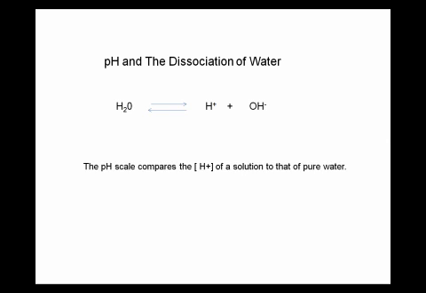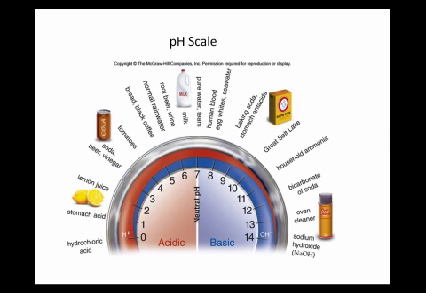So remember, whenever we are assigning a pH value to anything, we are comparing its proton concentration to that of pure water. So we use this value, the dissociation of water, to make our pH scale. The pH scale is 0 through 14. A neutral pH is 7, and so pure water is neutral. It is assigned a pH value of 7.